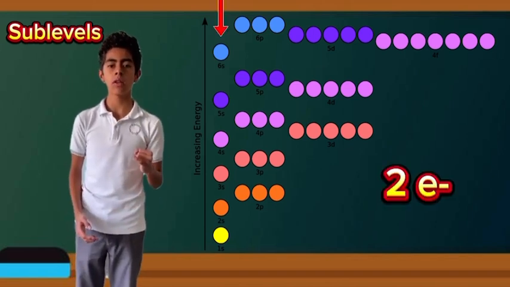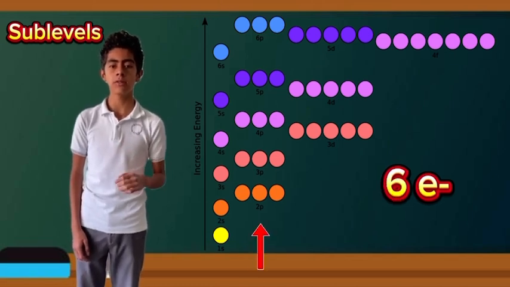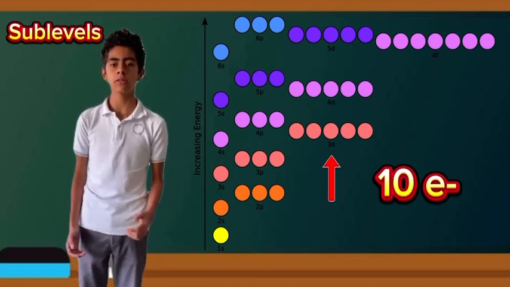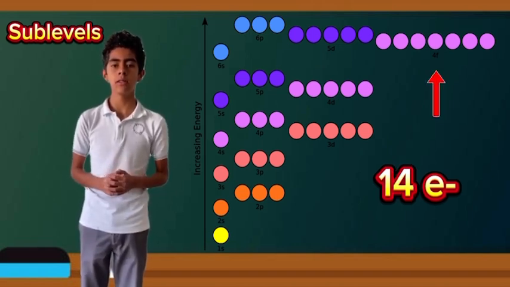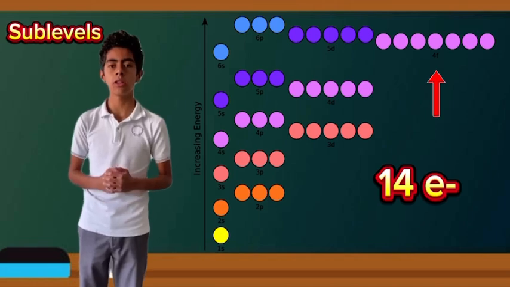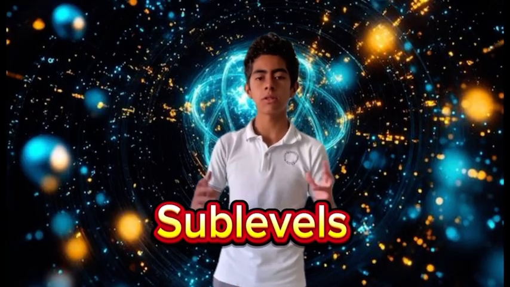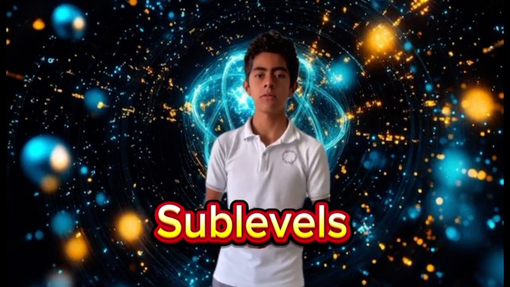S has one orbital and fills with 2 electrons. P has 3 orbitals and fills with 6 electrons. D has 5 orbitals and fills with 10 electrons. F has 7 orbitals and fills with 14 electrons. So electrons fill these spaces in a very specific way. That's what electron configuration is all about.